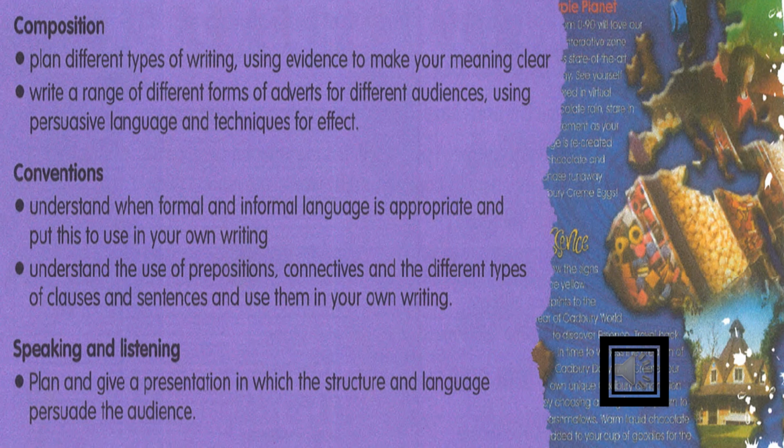Write a range of different forms of adverts for different audiences using persuasive language and techniques for effect. So they want you to write a range of different forms of adverts, different ways that you can advertise your products or your services for different audiences. That means the target audience will be different. Maybe you're targeting the local people, or the people that live in the city, or maybe professionals. That's what they mean by your target audience.